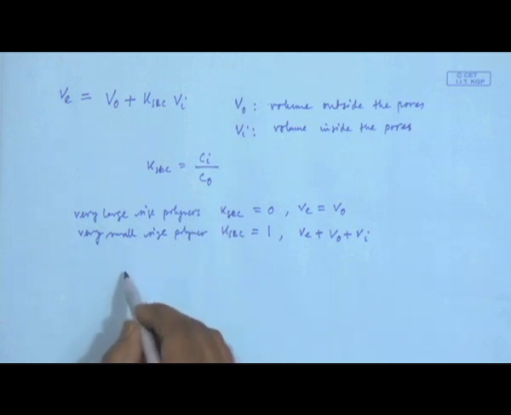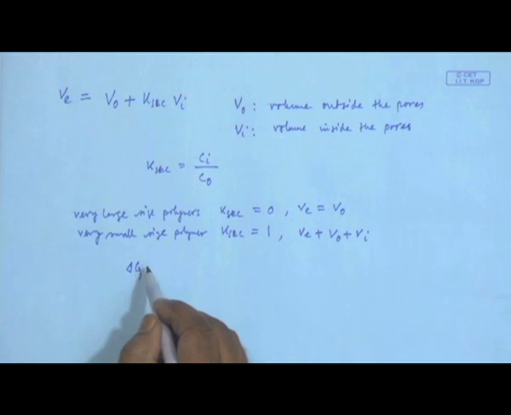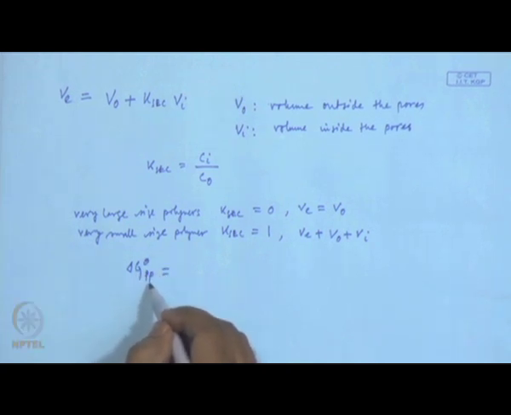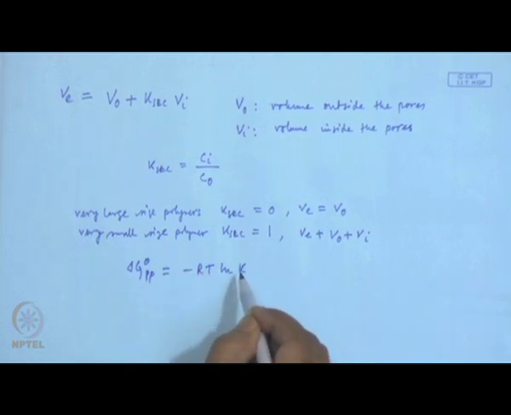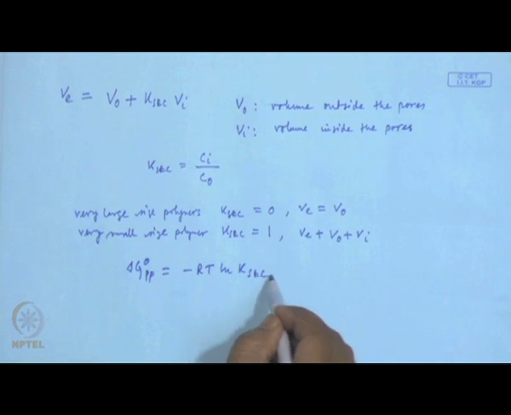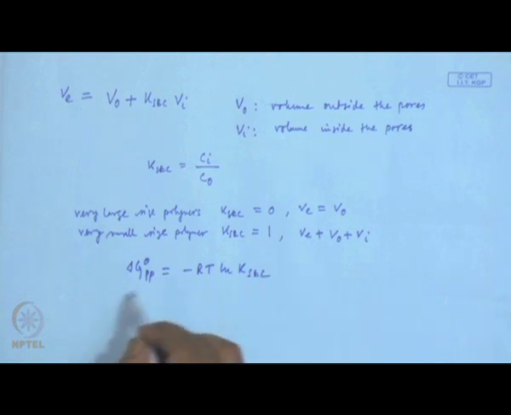Now, from our thermodynamic knowledge, we can simply write that delta G0 for pore penetration, Pp, is given by minus RT ln K_SEC, and delta G0 can be written as delta H0 Pp, the enthalpy, minus T delta S0 Pp.